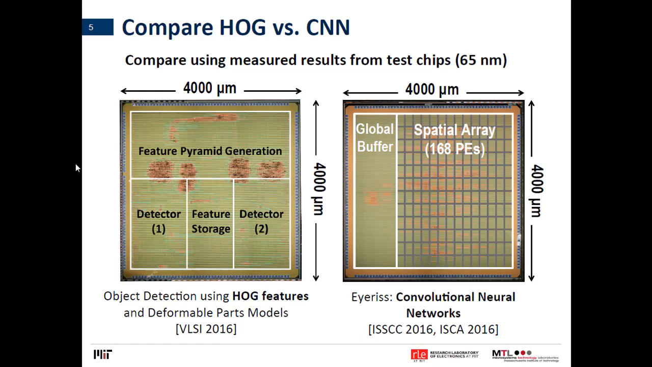So, assuming PhD students around the same amount of time working on same process technology, both in my lab, how good can they do it for both of these chips, and can we compare and truly understand what's the differences between HOG and CNN?